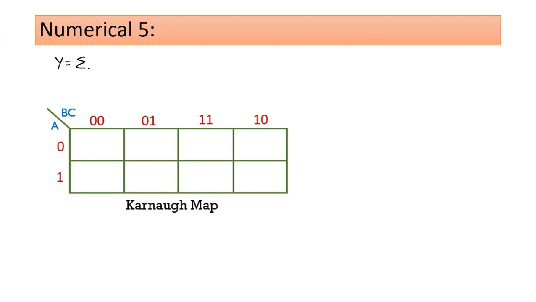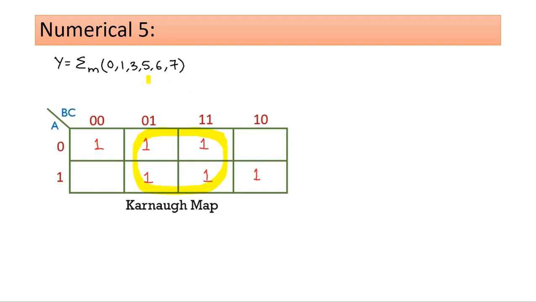So coming to the fifth numerical, I have y is equal to summation m 0, 1, 3, 5, 6 and 7. So when I map, I can map this as 1 here, 1 here, 1 here, this is 1, 0, 1, that is 5, this is 6 and this is 7. So how to group this? So we have one group consisting of 4 minterms.